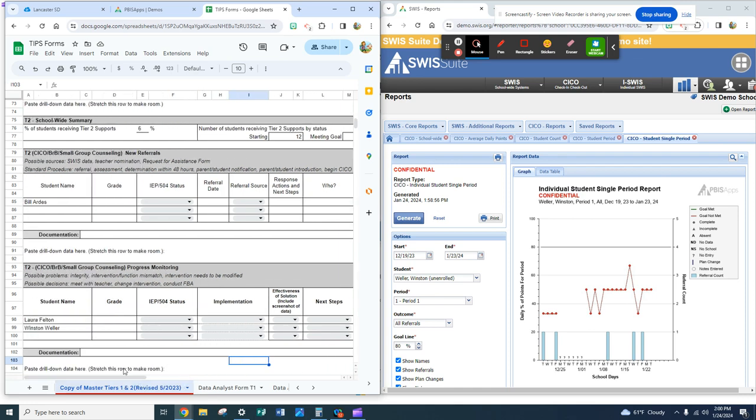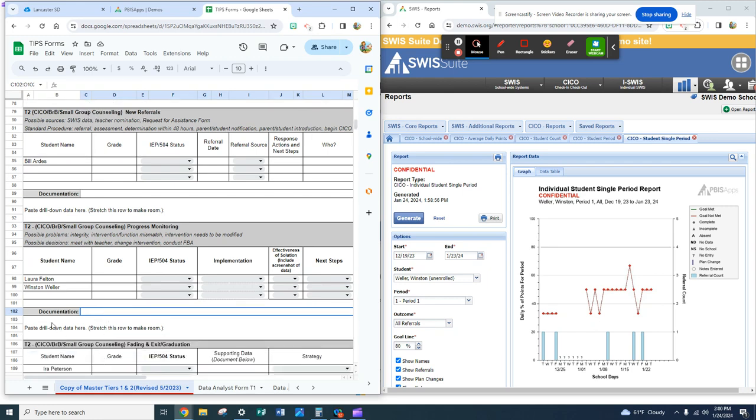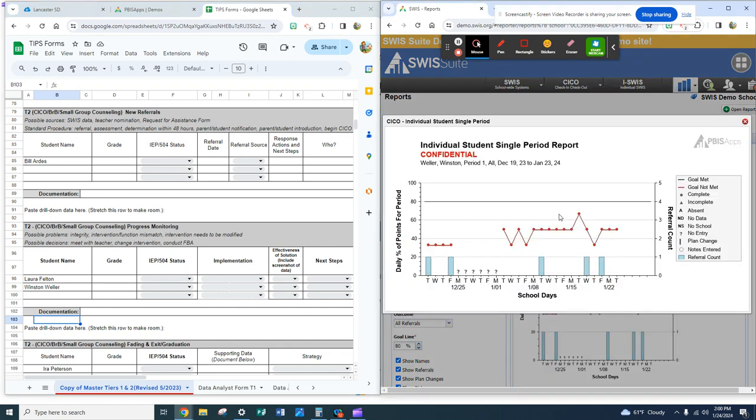Who and by when. And then down here, you might want to document that you're going to adjust the student's goal to a lower one. Or for Winston, your documentation might say that you're going to look into why his behavior is so erratic in that last period. This is where the data would go. I would snip these charts here for each student so that you have that to refer to, so you're not trying to dig it up during the meeting.